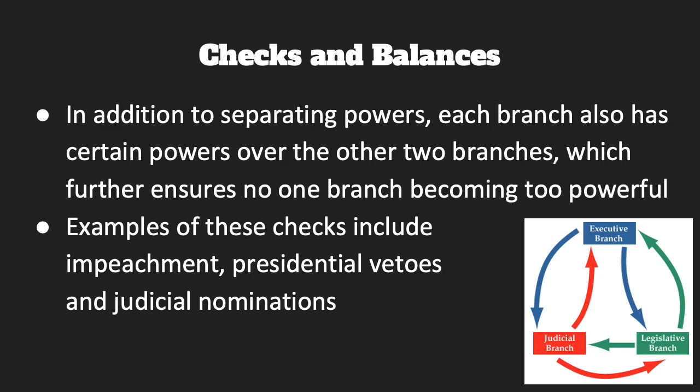But it goes in every direction. So another example would be the legislature approves nominees to the Supreme Court, right? So that is a way that the legislature has a check over the judicial branch, is if the president nominates someone to be on the Supreme Court and the legislature, the Senate, doesn't like it, then that person is not going to be placed on the Supreme Court. There are many, many examples of checks and balances between the three branches.